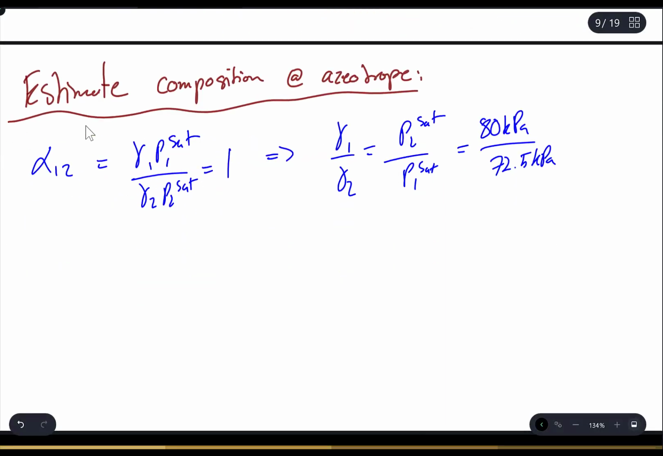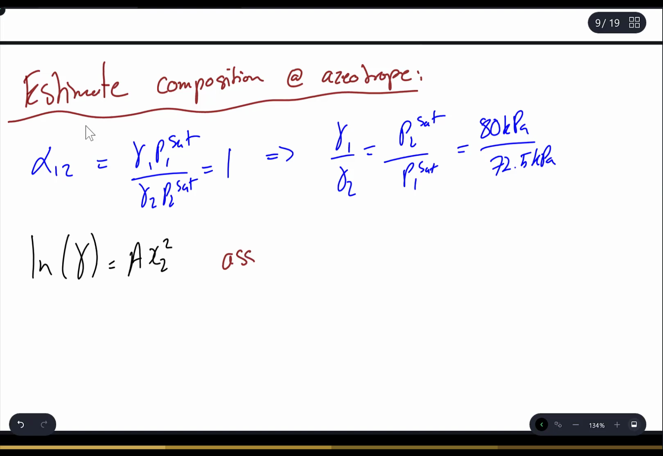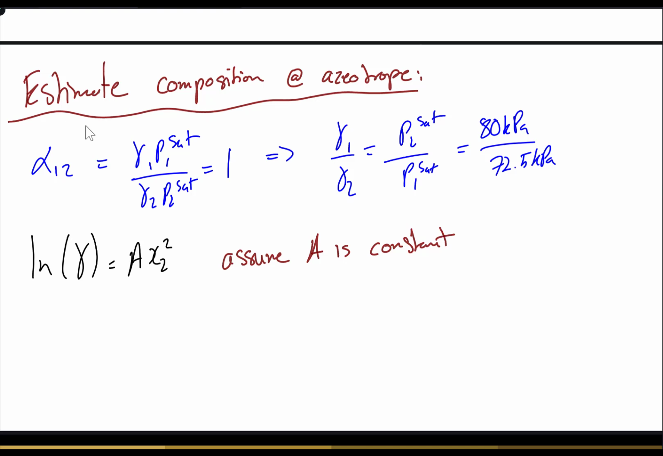Then we're going to take the expression that we showed last class, which is natural log gamma equals A x2 squared. In this case, we're going to assume A is constant. That means A is not a function of anything, it's a constant value. We're going to solve for A, then use this expression for the two components to figure out what x is. And then x will give me the composition at the isotrope.